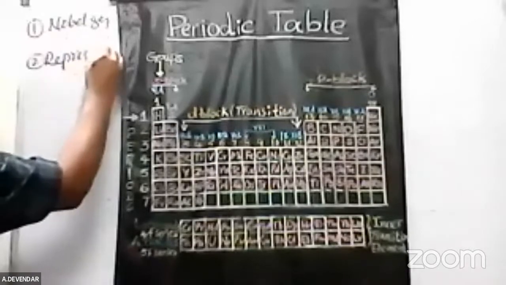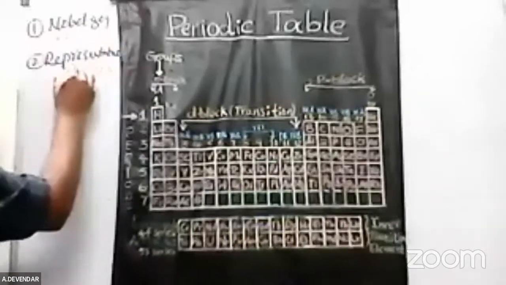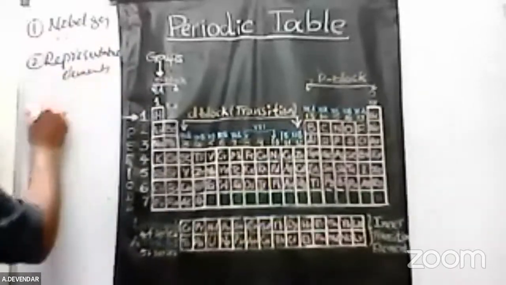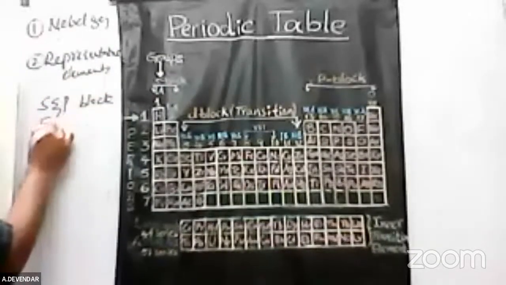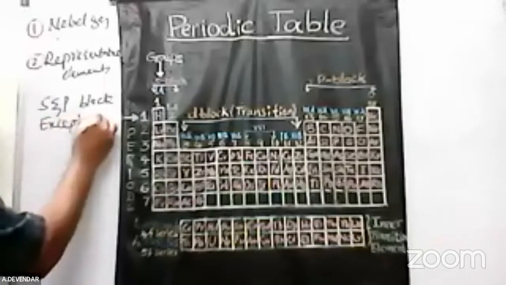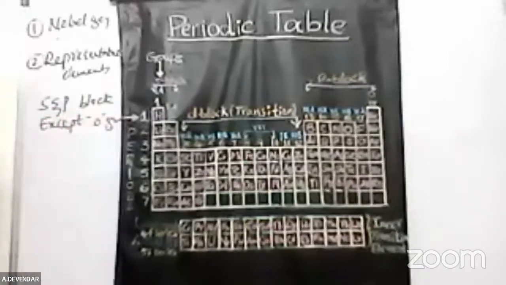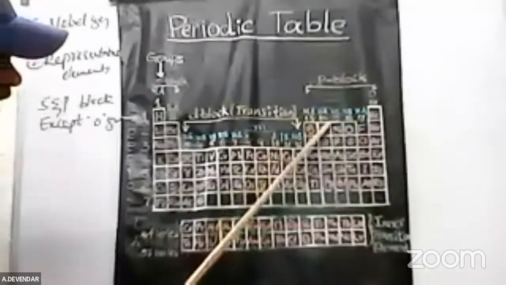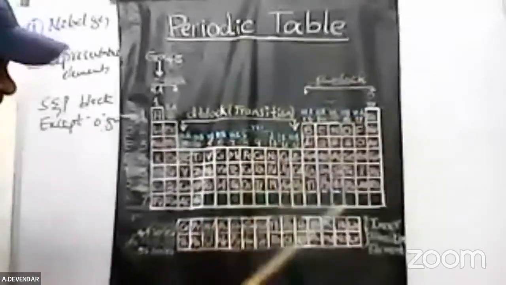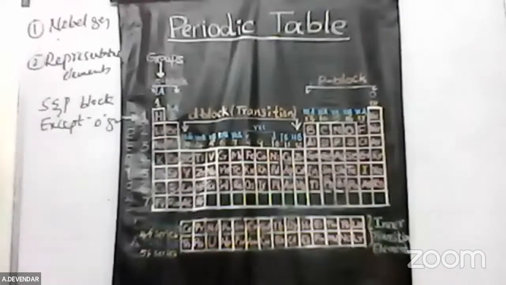Representative elements. What do you mean by representative? It means S and P except zero. You are excluding the zero group. These are called P block elements. See, groups 1, 2, 13, 14, 15, 16, 17. These are called representative elements. S and P except the zero group are called representative elements.